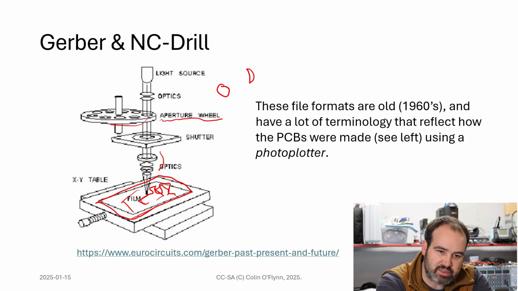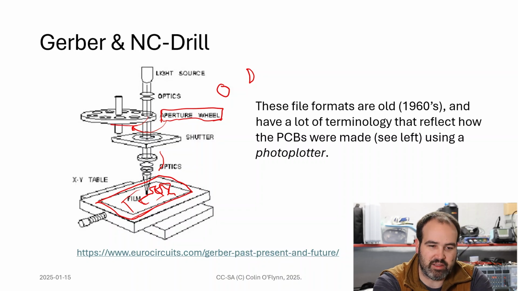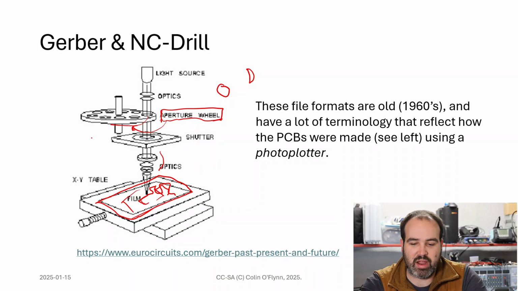This file would be separate because it had to tell them what apertures are loaded. Now it all gets rolled into one, but you will occasionally see references to a separate aperture file, and within the Gerber file, if you look at it, it will have references to apertures, which is basically what pattern gets moved around on the board to draw your traces.